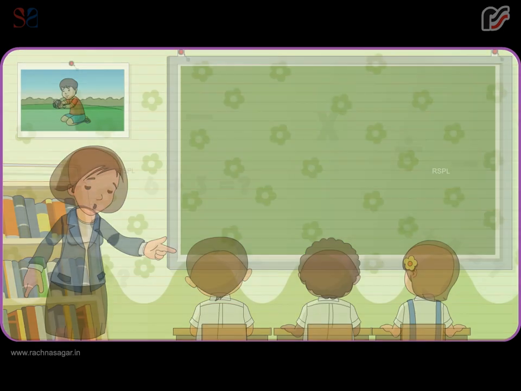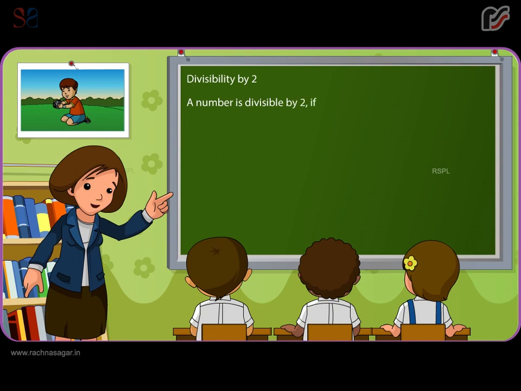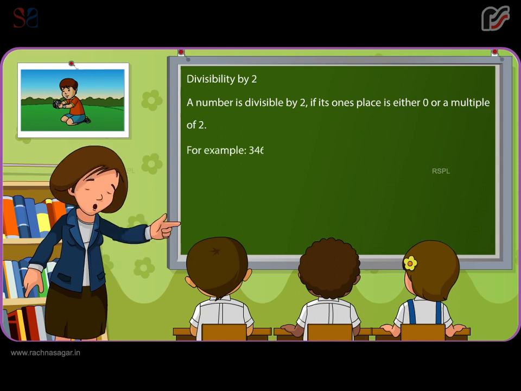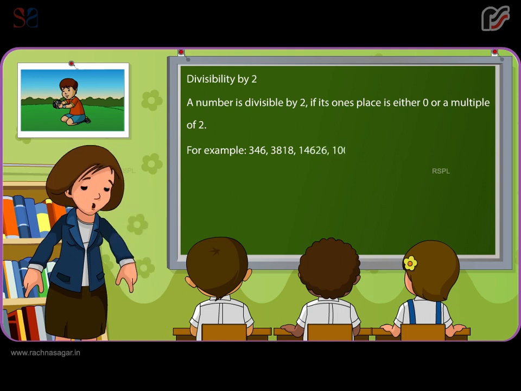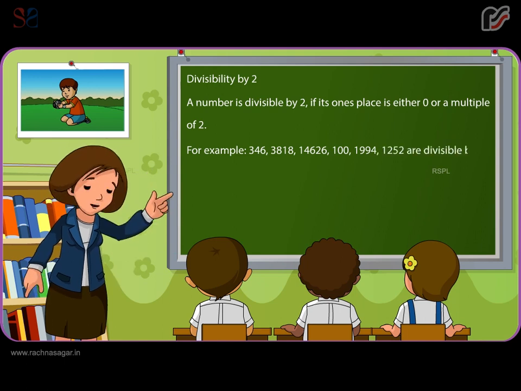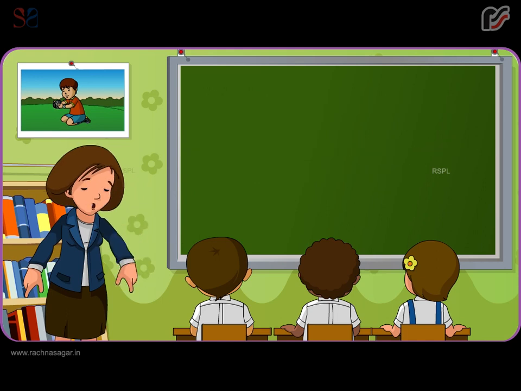Divisibility tests. Divisibility by 2. A number is divisible by 2 if its ones place is either 0 or a multiple of 2. For example, 346, 3818, 14626, 100, 1994, 1252 are divisible by 2 because in all of these the ones place is a multiple of 2.